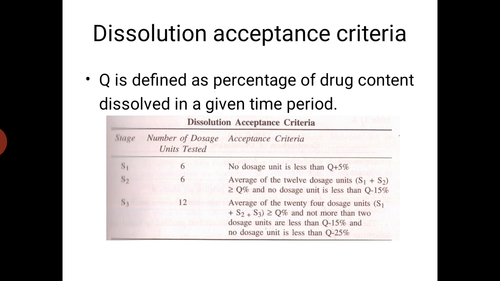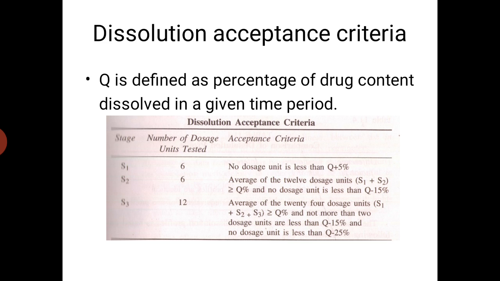Second thing, none of the 12 units should be less than Q minus 15. Q minus 15 means it is 65. 80 is the Q value, 80 minus 15, that is 65. No unit should be less than 65%. So here we are considering the average value. Average of 12 must be equal to or greater than 80, and none of the tablets should be less than 65%. This is the acceptance criteria for stage 2.